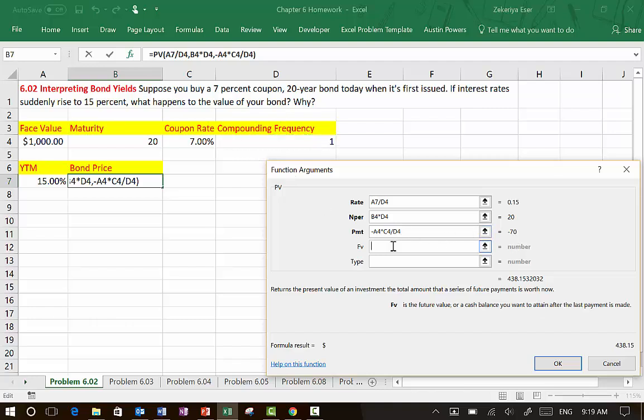And FV is short for future value. That is the face value you're going to be paid. And that's a negative as well. And as you can see, you can already see the price. This is an Excel convention. Payments and face value are negatives, and the price you pay is positive. Inflows versus outflows.